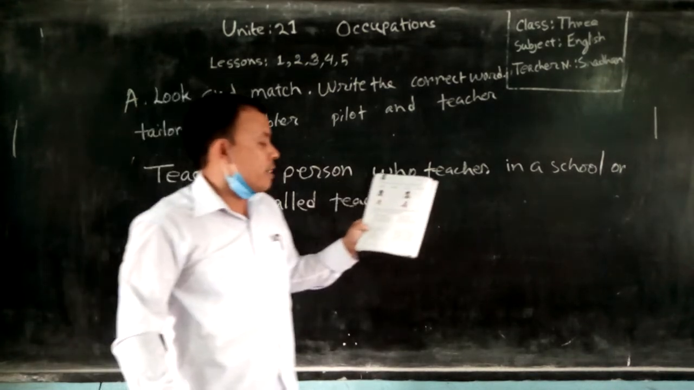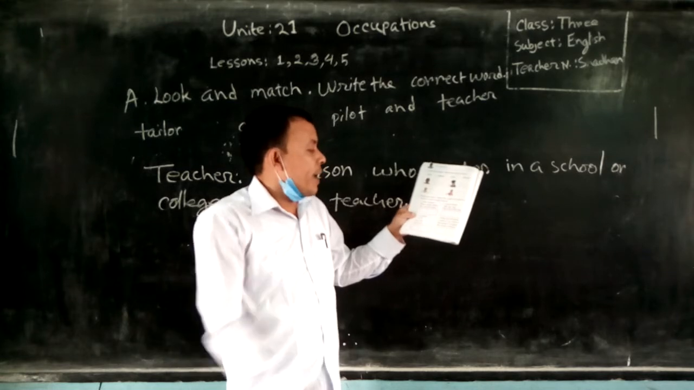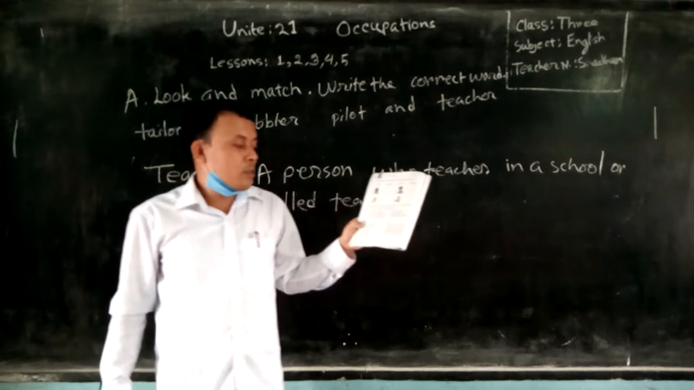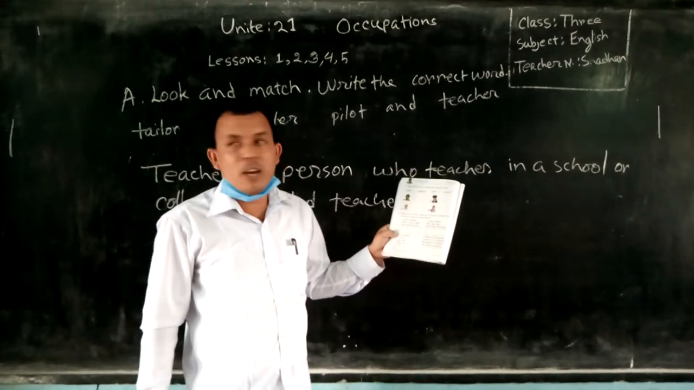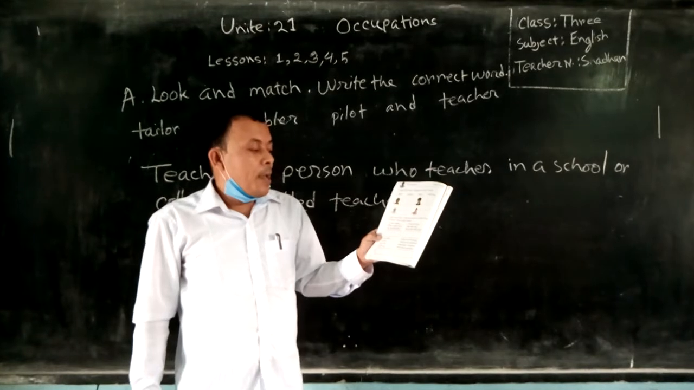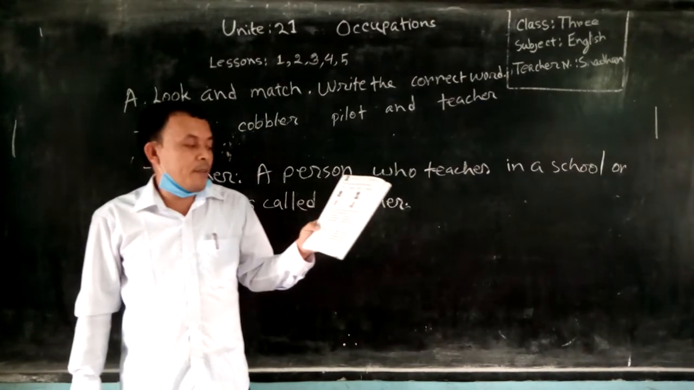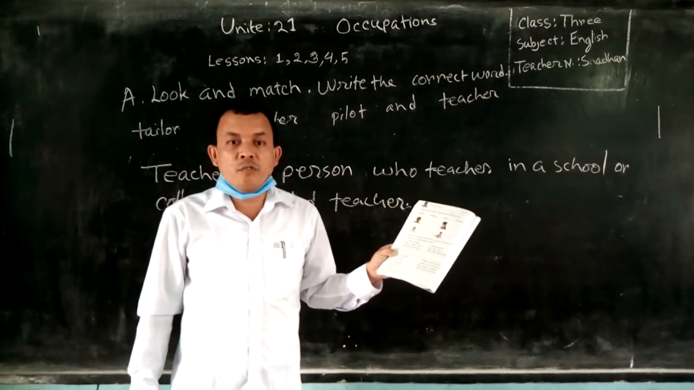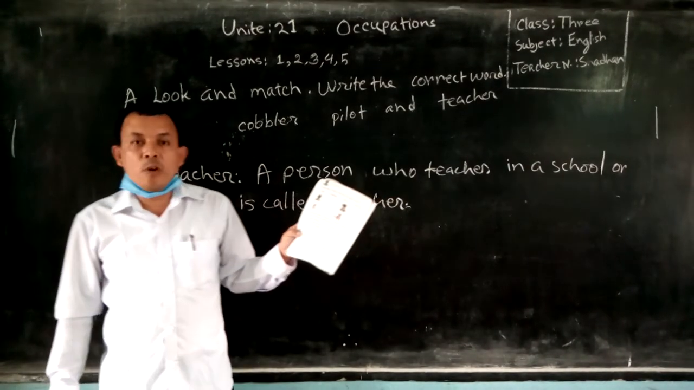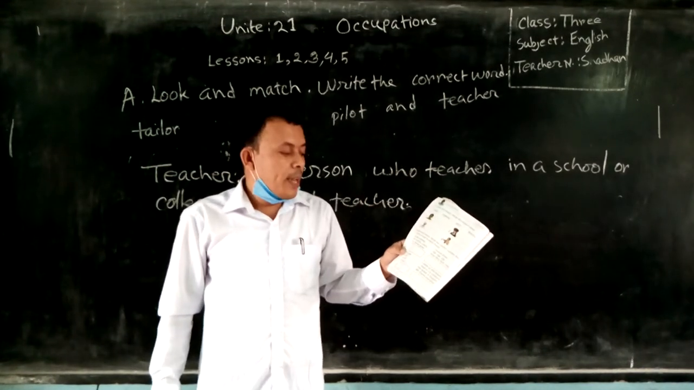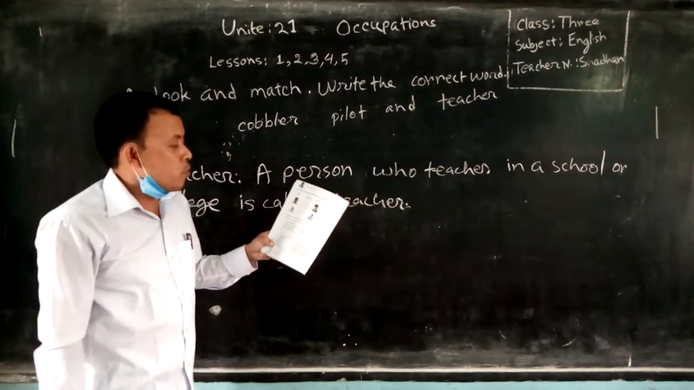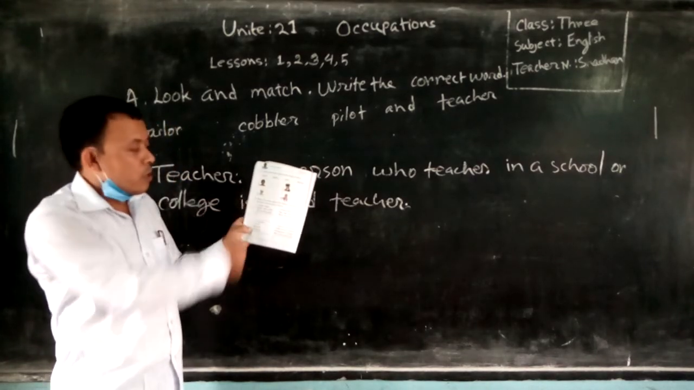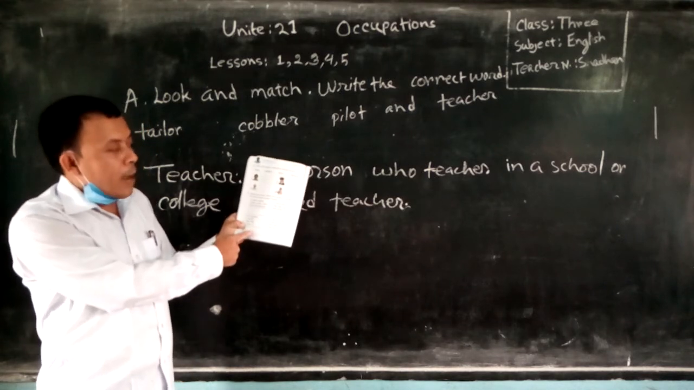After that, these lines are, in my plane I can fly very high in the sky. Here these lines describe the profession of a pilot. That means a pilot has to fly from one country to another country, and it is a very interesting profession for a person, that I have already told you. So you have to write in this blank number 2, and it is a pilot.